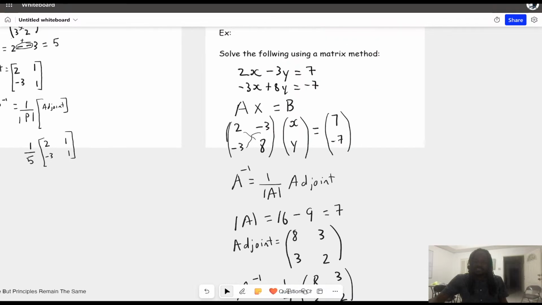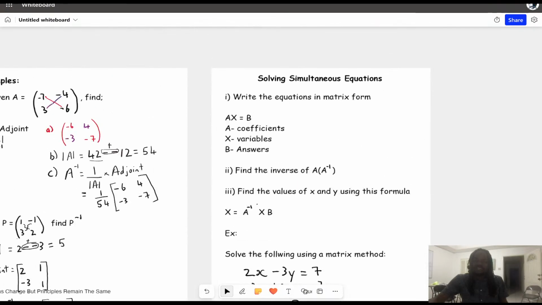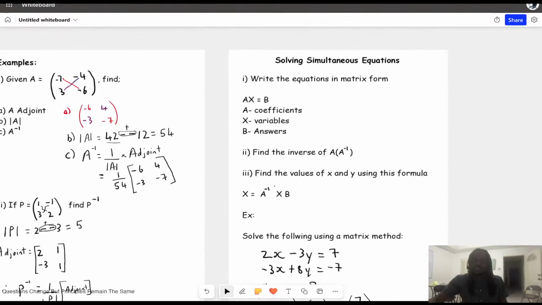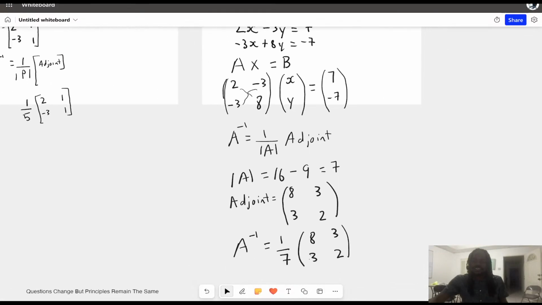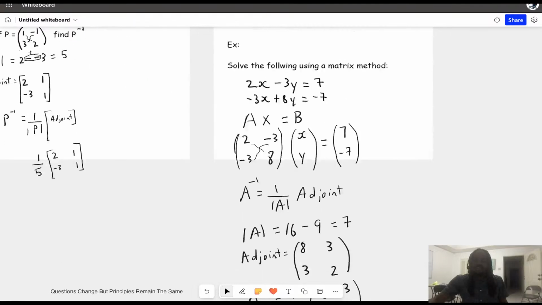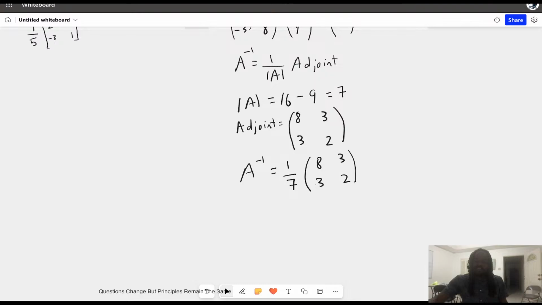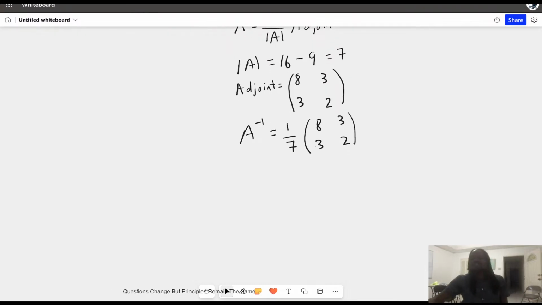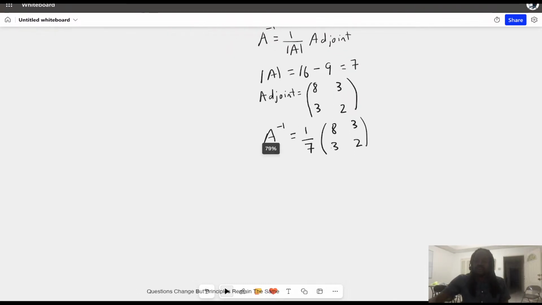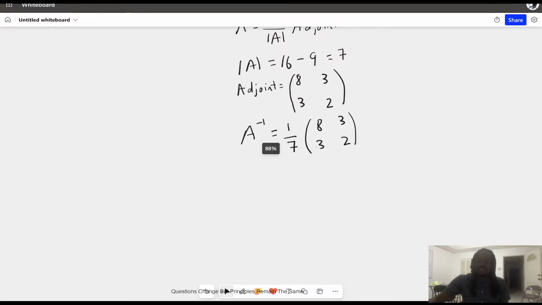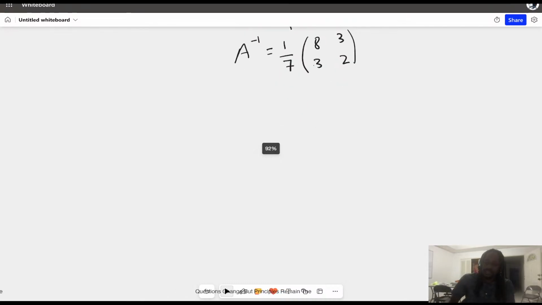That's the inverse. So step 1, write it in matrix form, and yes, people, it is going to be a little bit long like what you see there. Step 2, find the inverse of matrix A. Step 3 is to basically work it out now, but you're going to work it out using a special formula. And what is that special formula?